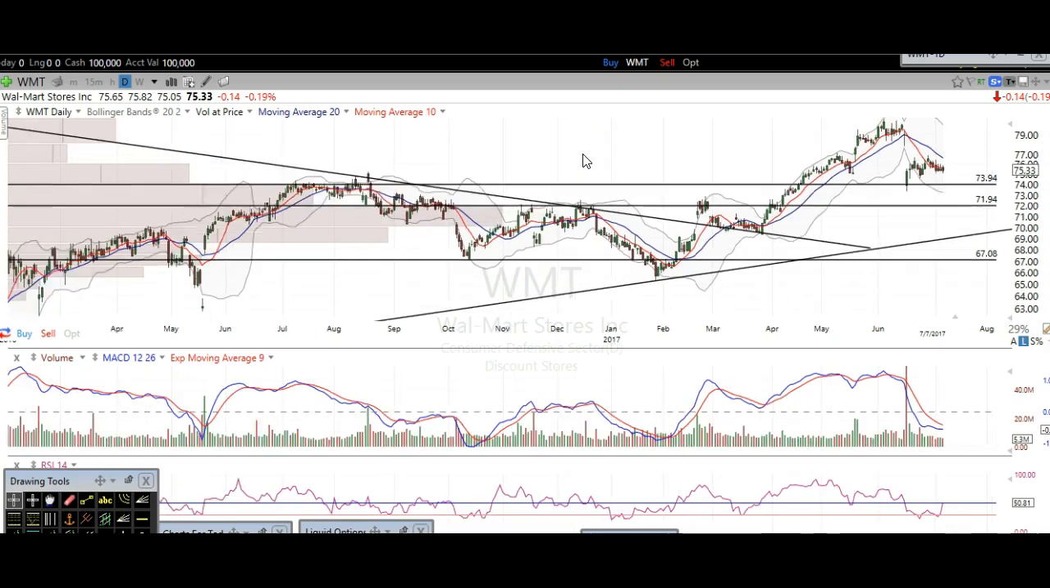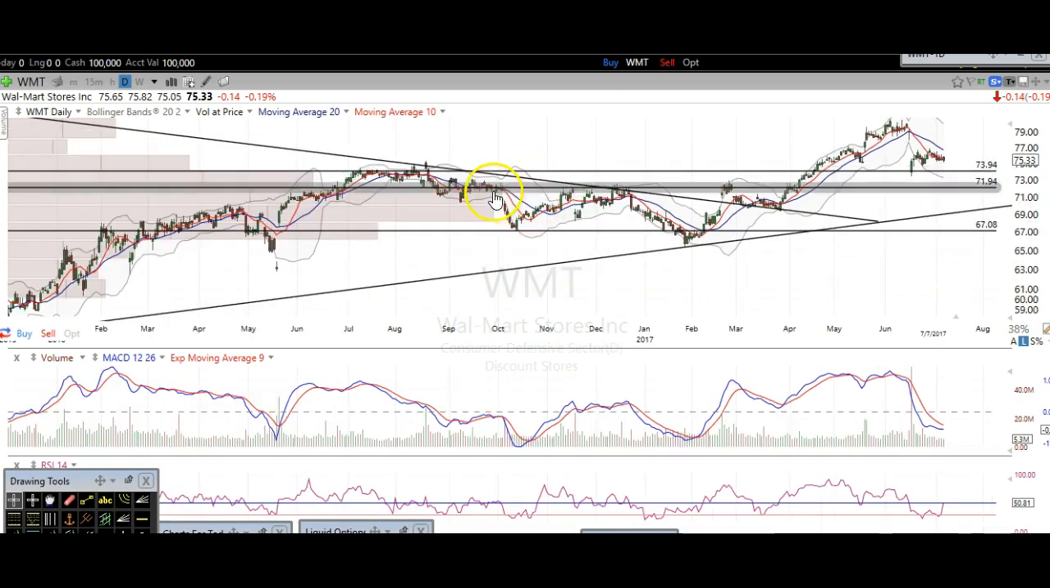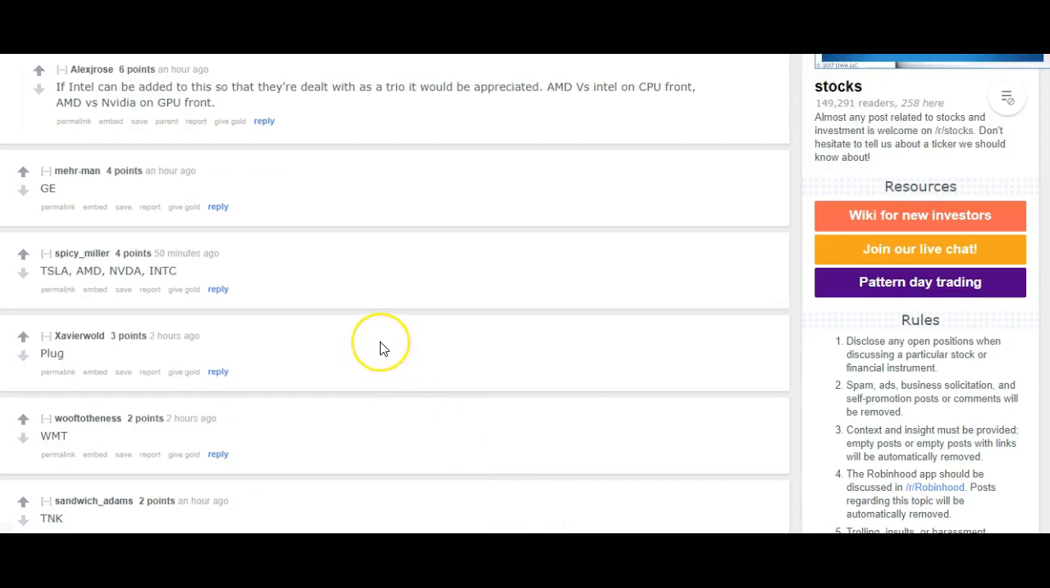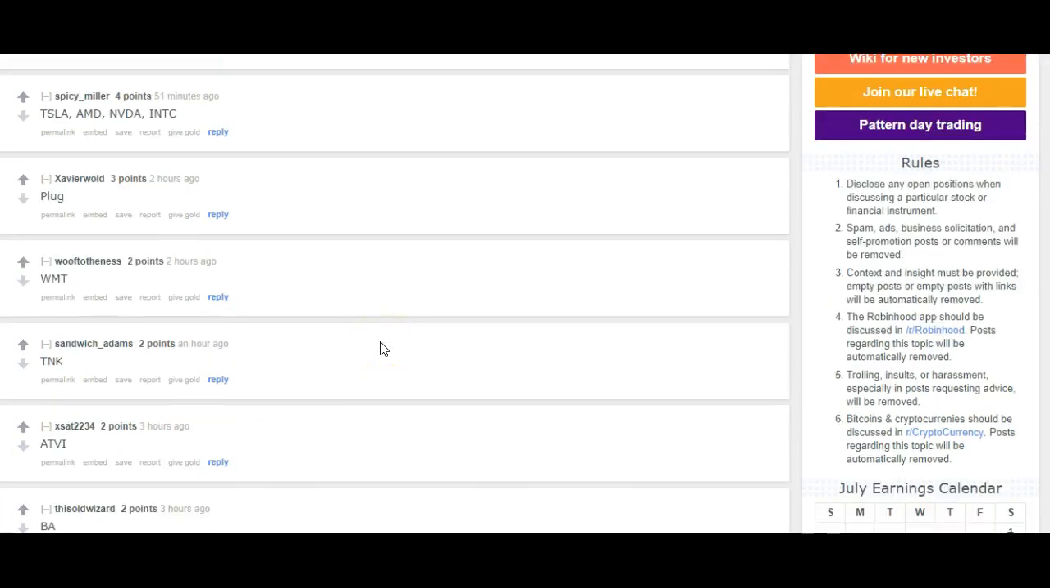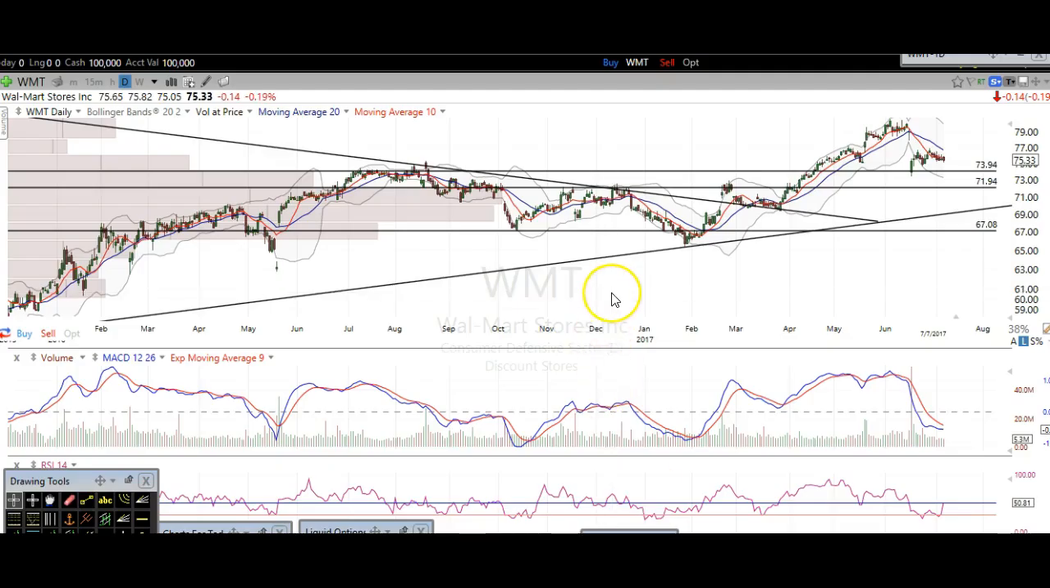An even bigger level of support is just below that, around $72. So $72, I think, if we head down there, can definitely get a bounce. It's previous resistance right there, here, here, here. Finally, we broke over it. We haven't tested it just yet. So more than likely, if we head lower, down to 72, that's a buy zone on Walmart. Let's see, the next one we're going to cover is ATVI. Actually, I'll just really quick cover TNK.